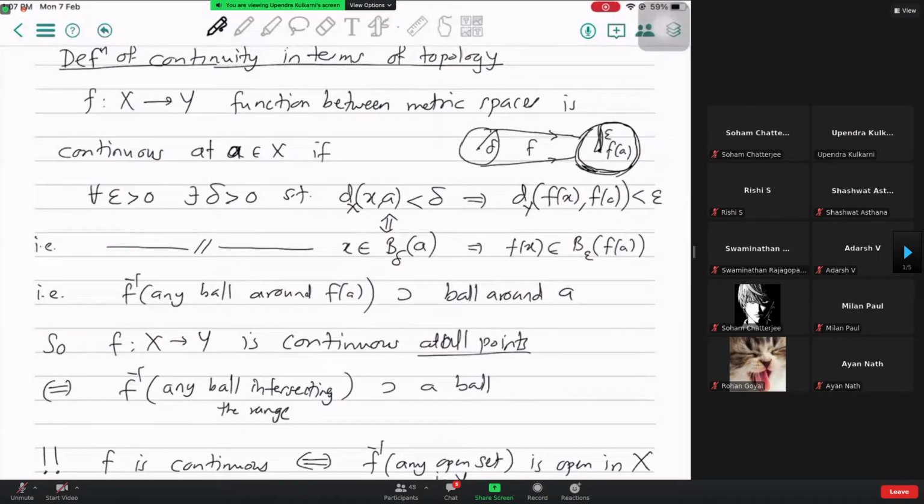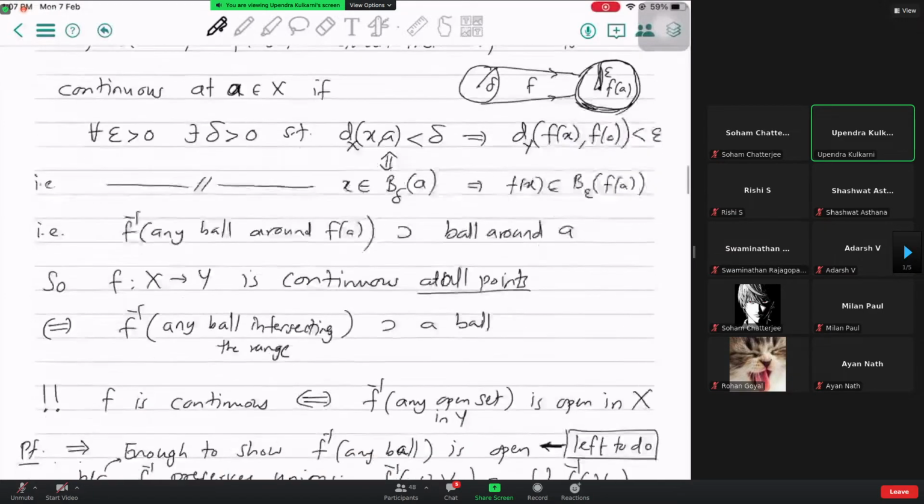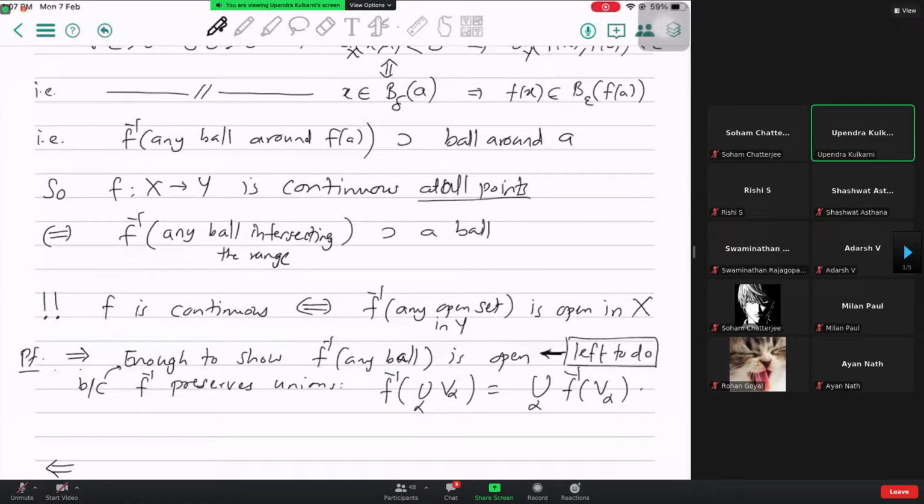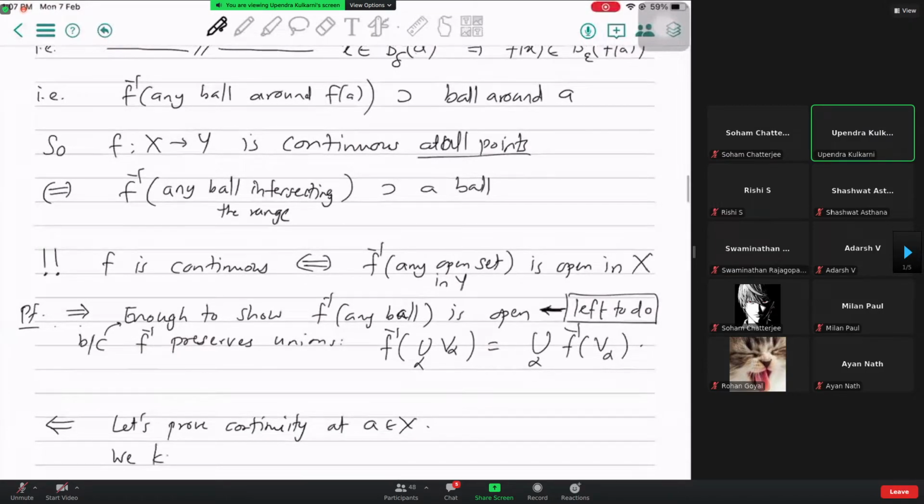Okay. So let us just see. Let us say for continuity, let's prove continuity at A in X. We know, or rather we are given, that F inverse of B epsilon is open. And of course, this thing contains A, correct?